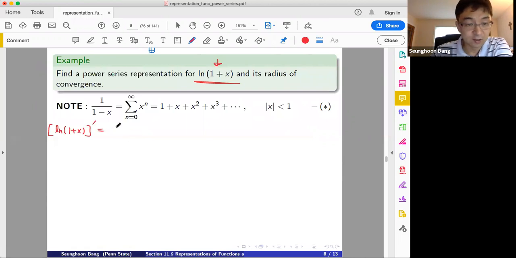Yeah, the answer is, you're right. The 1 plus x prime over 1 plus x, so exactly 1 over 1 plus x. You're right. It's good. The next tip. I'm going to change this one to the power series by using this result. You can change the positive sign to the negative sign. How can you do that? 1 over 1 minus negative x. Change it like this.